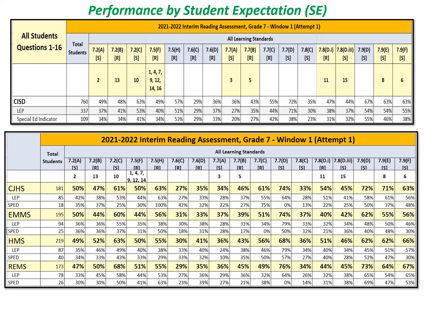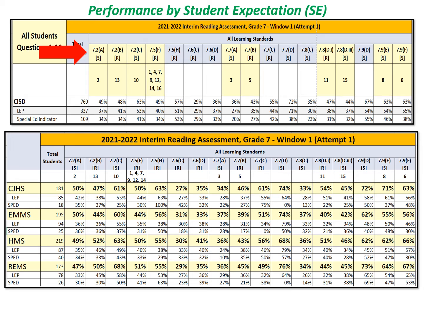This is a performance by SE, so let me take a brief moment to explain what is on this report. When I ran the report in Eduphoria, ladies and gentlemen, I was given all the SEs that were tested in each of the sections: all students, low, medium, and high. So you will see all the SEs across the top: 7A, 7.2A, 7.2B, 7.2C, 7.5F, etc.